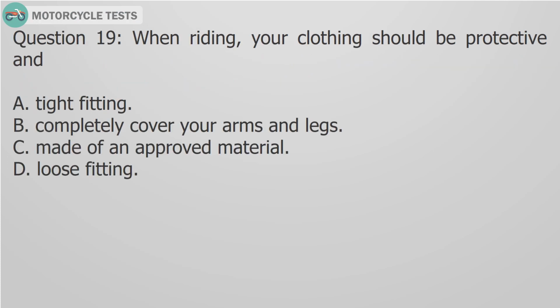Question 19. When riding, your clothing should be protective and A. Tight-fitting. B. Completely cover your arms and legs. C. Made of an approved material. D. Loose-fitting.